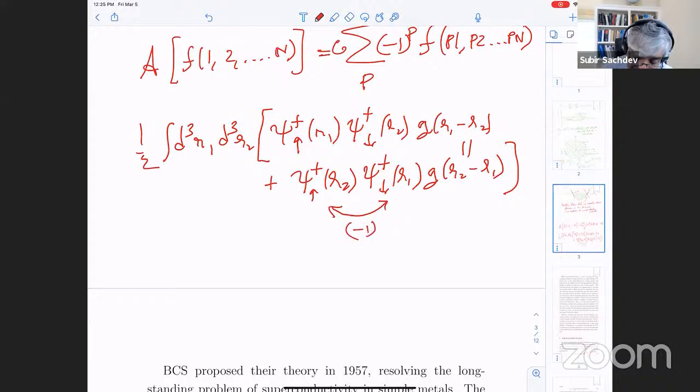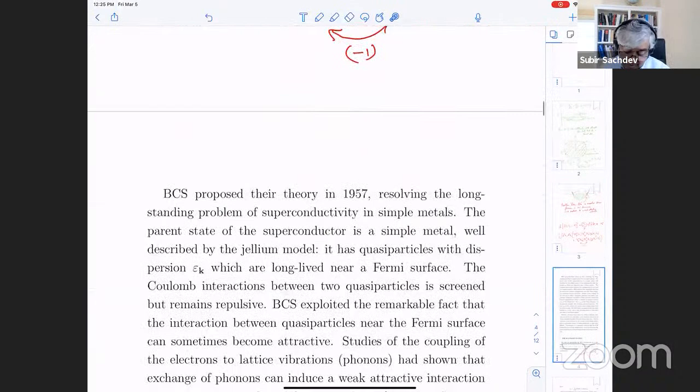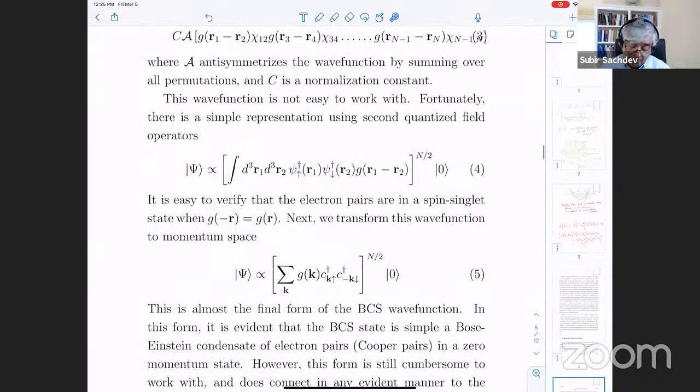Then I get, in fact, precisely the spin singlet wave function, where you get psi dagger of R1 to spin up and psi dagger of R2 to spin down, minus psi dagger of R1 to spin down and psi dagger of R2 to spin up. So this whole combination is exactly the spin singlet wave function. So I don't even need to worry about the fact it's a spin singlet. It's automatically taken care of provided G is an even function. Okay, so that's the BCS wave function.